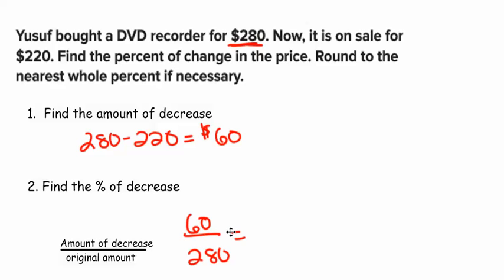Put that in your calculators, but I want you to write it out. Even though I'm letting you use calculators, you still have to write it out. So 60 divided by 280 equals 0.214. Move it two places, so the decrease was 21%. It decreased in value 21%.